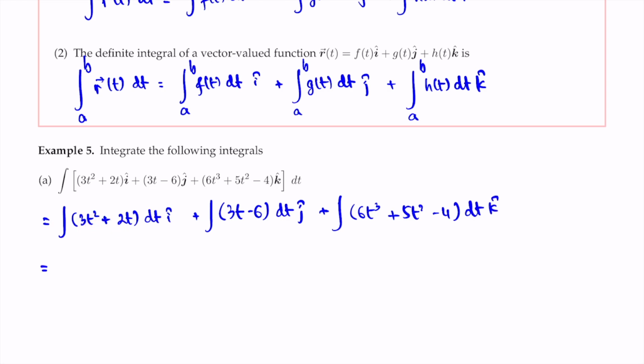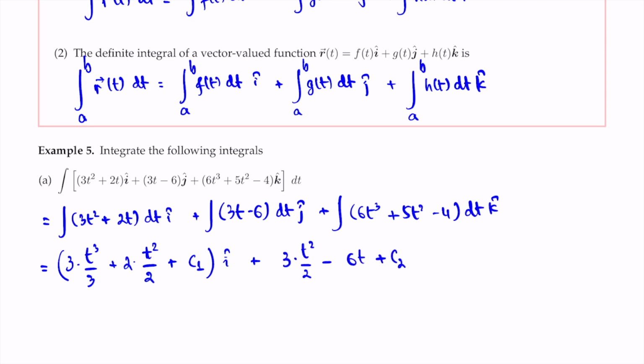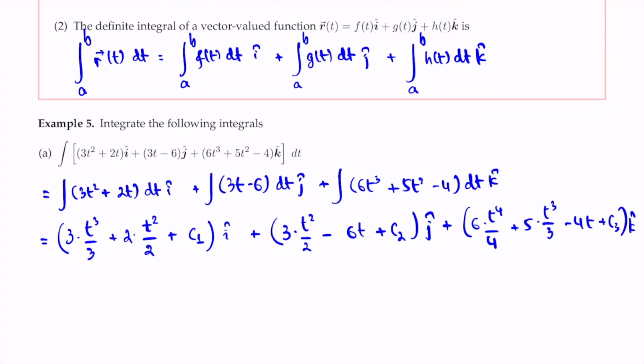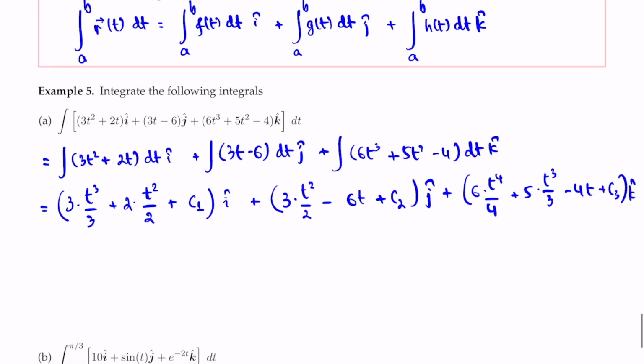To evaluate this integral, you find the antiderivative of each term in the integrand. The integral of a sum is the sum of the integrals, so this should be a straightforward calculation for us at this point. So 3 times t cubed over 3 plus 2 times t squared over 2 plus c1 i. Now for the second integral, you do 3 times t squared over 2 minus 6t plus c2 j, plus 6 times t to the 4th divided by 4 plus 5 times t cubed over 3 minus 4t plus c3 k hat. Here c1, c2, and c3 are some arbitrary constants.